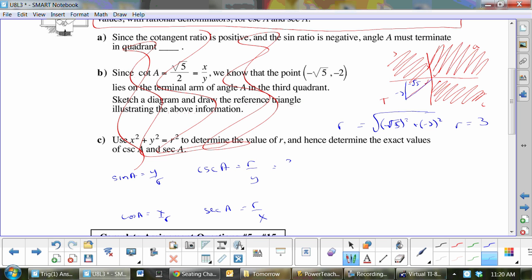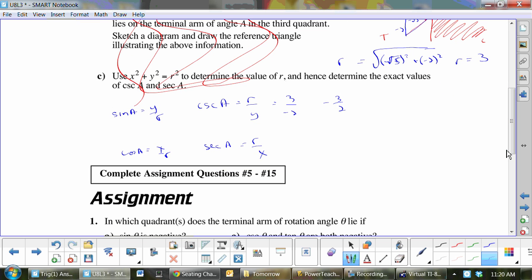So now, cosecant A is r over y. So that is 3 over negative 2, which is the same thing as negative 3 over 2. You can put that negative anywhere you want. Don't put two of them in there because that's positive. Secant is r over negative root 5. Now you're not allowed to have a radical in the bottom. So multiplying by root 5 over root 5, that is negative 3 root 5 all over 5.